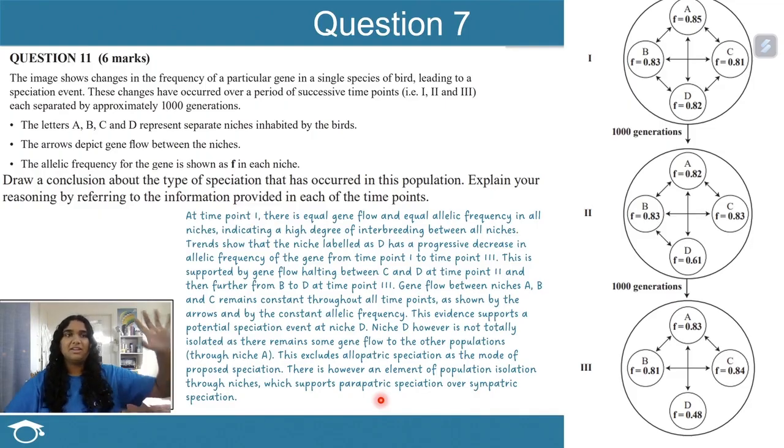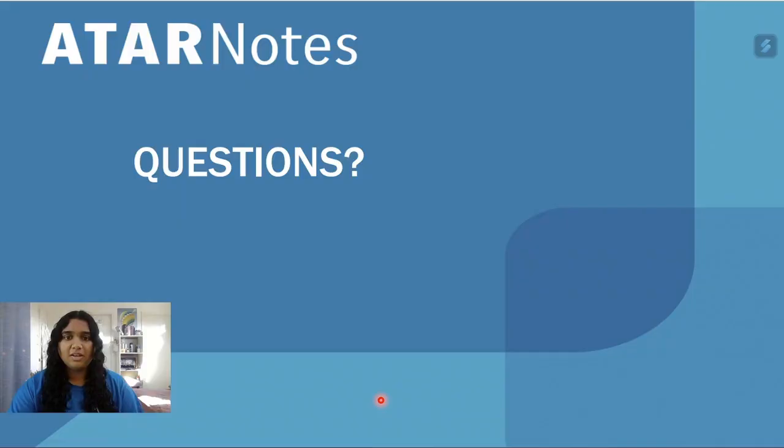Think about it like this. Allopatric speciation is total isolation, so the gene flow stops completely. Parapatric speciation is where the isolation decreases but isn't completely stopped. And sympatric speciation is speciation that happens with continuous gene flow. I hope that all makes sense.